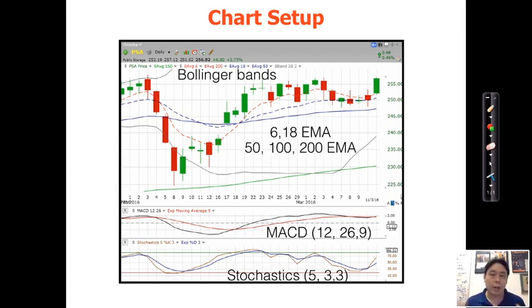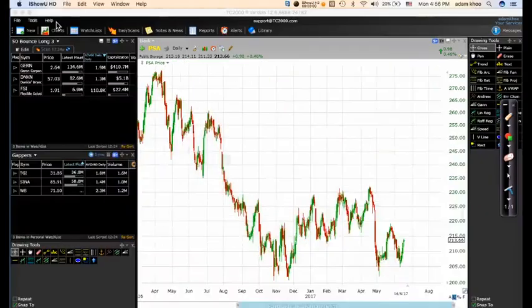For the charts, we are going to put in the following indicators. First of all, the 6 and 18 exponential moving average, the 50, 100, and 200 exponential moving average, Bollinger Bands, MACD 12, 26, and 9, and Stochastics 5, 3, 3. So let me show you how to set up the charts right now.